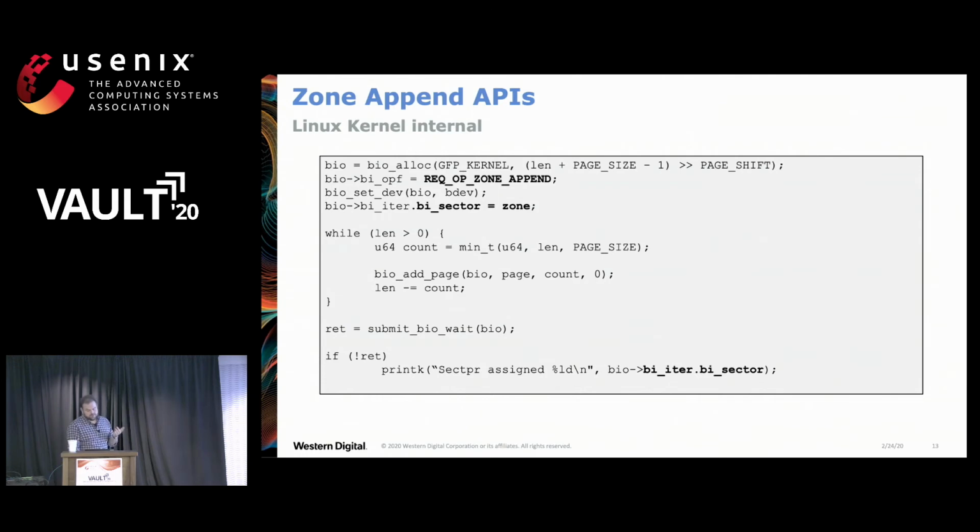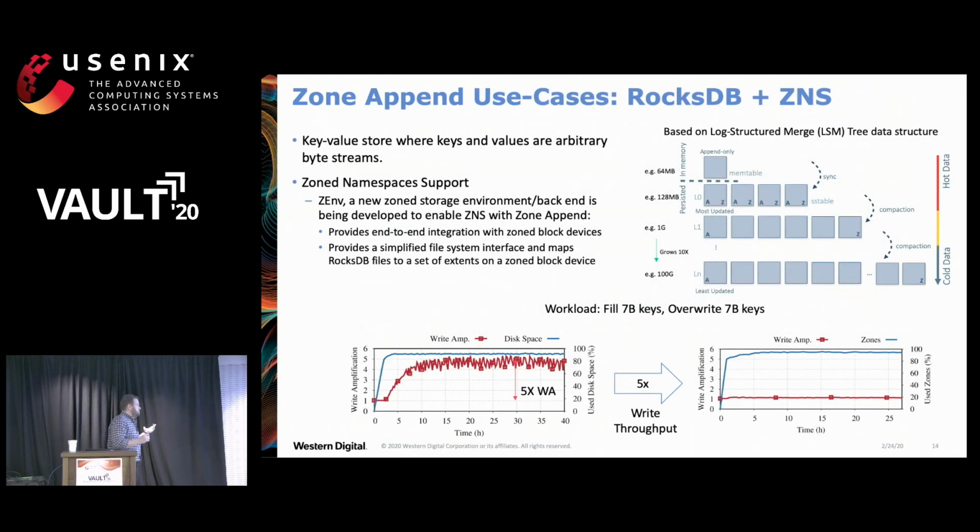Cool. So there are 3 use cases that I want to mention, where there's RocksDB and ZNS. This is the work that Hans is working on, where we have Zoned Namespace support in RocksDB, the ZNS environment. The way RocksDB works is that it has these environments: a POSIX environment, the zone environment, and there's an HDFS environment as well. RocksDB is a key value store where keys and values are arbitrary byte streams. It works with a log structured merge tree data structure where you have the hot data at the top and the cold data at the bottom.